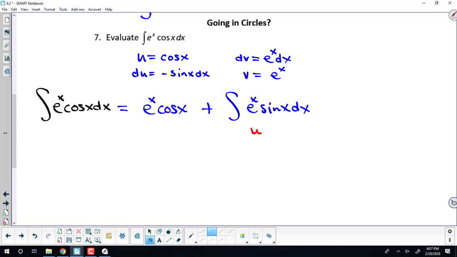Technically, you should pick a different variable. We've already used u, so use s or t or u bar or whatever. I'm going to let that be sine, and dv again, e to the x dx. Take the derivative of u bar, so you get cosine x dx. Try to remember your differentials, your dx's with your dv's and your du's. And v bar, again, is e to the x.